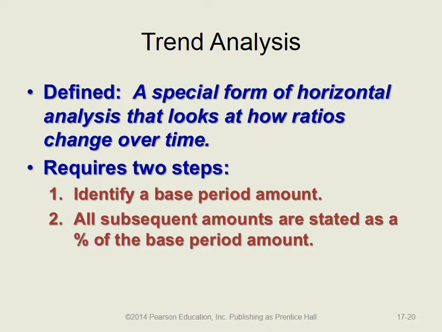Trend analysis is a special form or type of horizontal analysis that looks at how numbers, percentages, or ratios change over time. Still basically a two-step process. First, identify a base period amount. Second, all subsequent amounts are stated as a percentage of the base period amount. So this is basically doing what we already talked about in horizontal analysis, but extending it. Originally we talked about one year to the next, and now we're looking from the first year being the base year, any number of years into the future, and we can see the percentages that changed each year based on base year dollars.